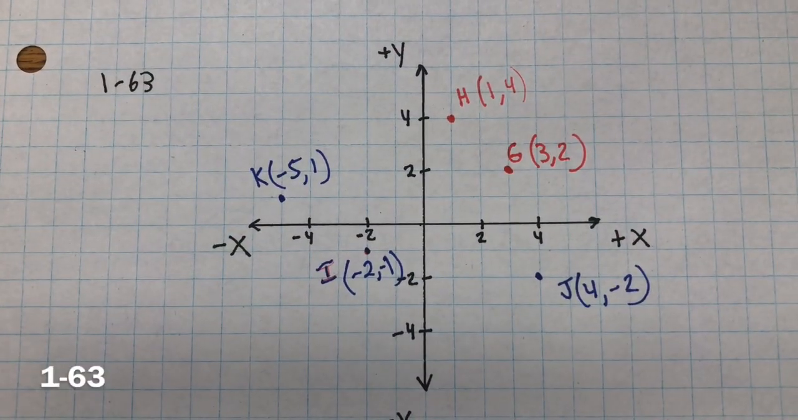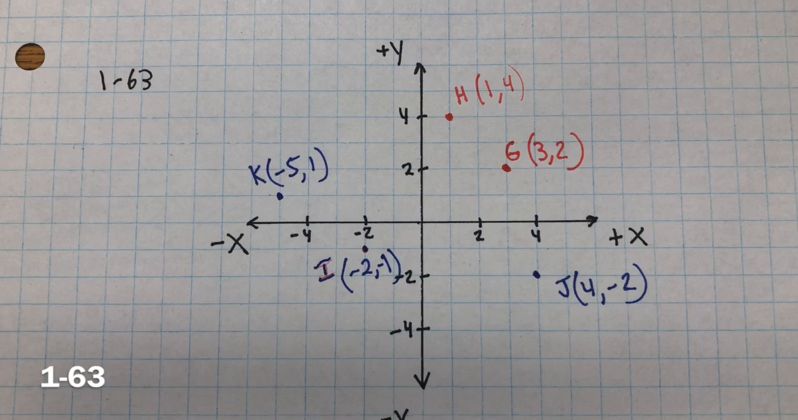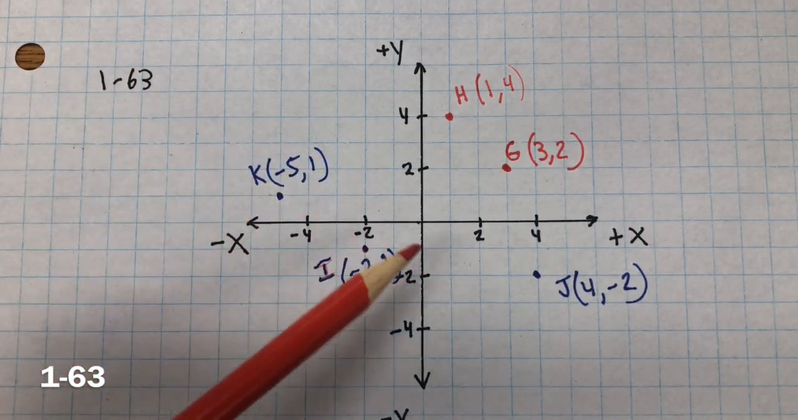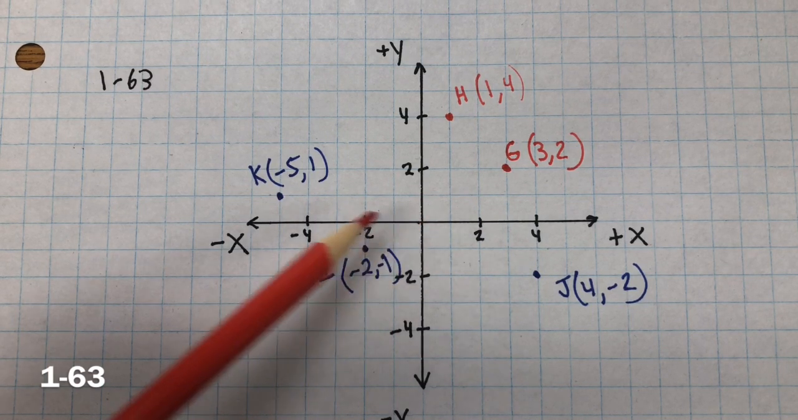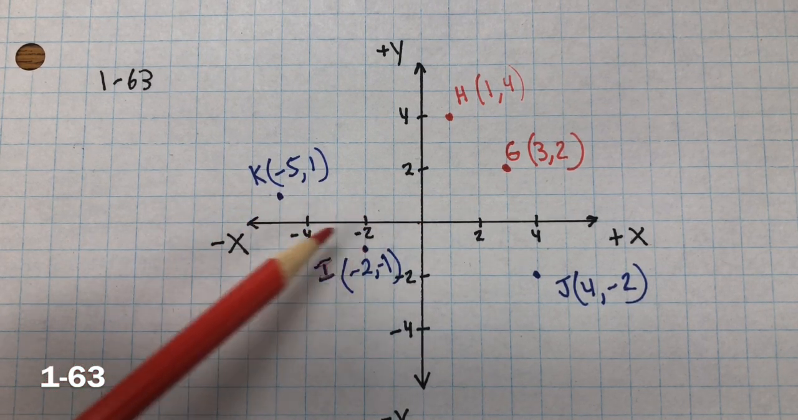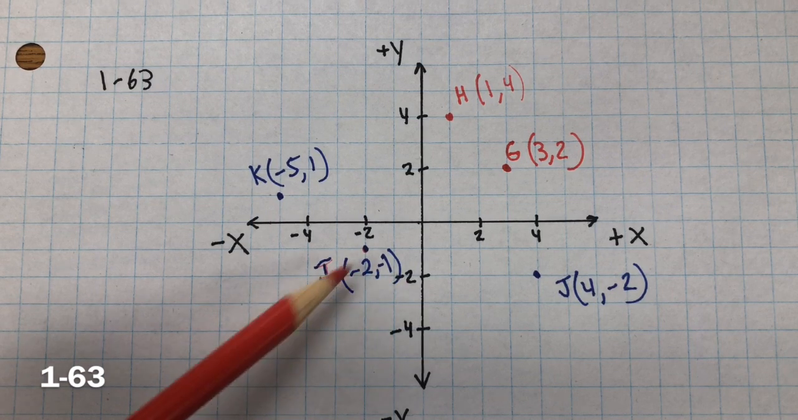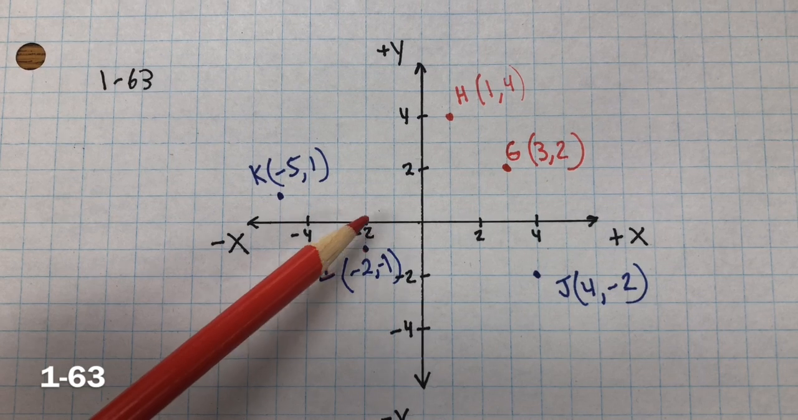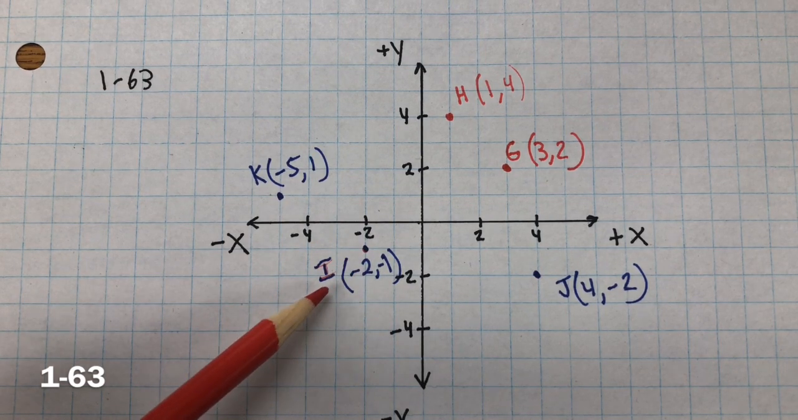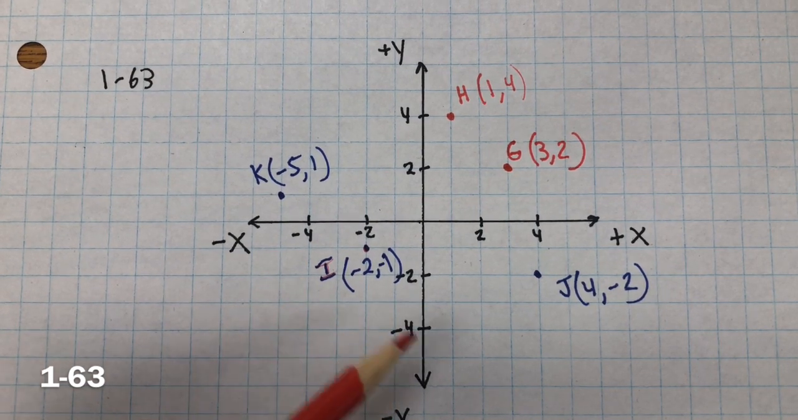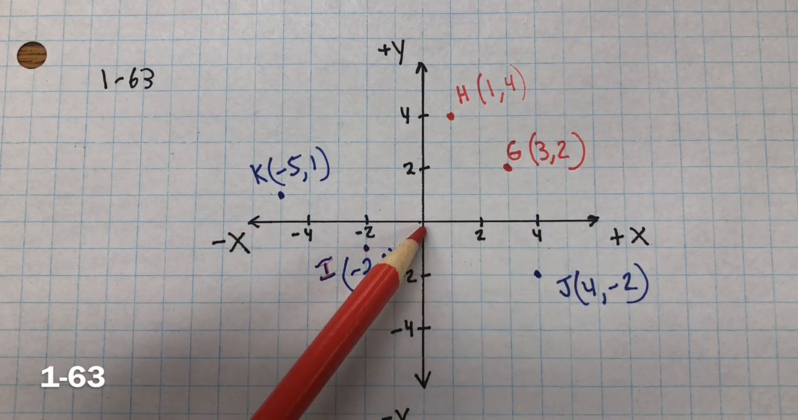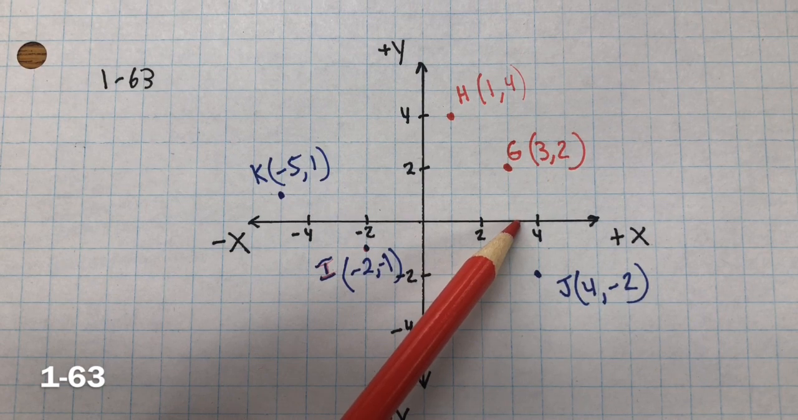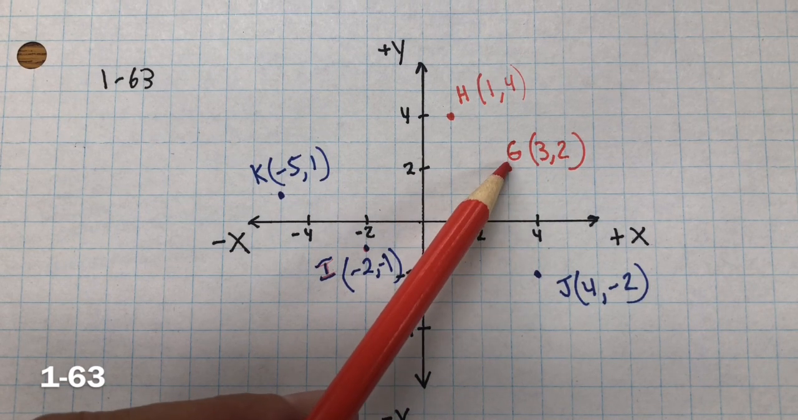For 163, you were given the following points, and you need to label them on the coordinate plane. So you were given -2, -1 for I, so you had to plot that: -1, -2 on the x, -1 on the y, and there's I. G is +1, +2, +3 on the x, +1, +2 on the y.